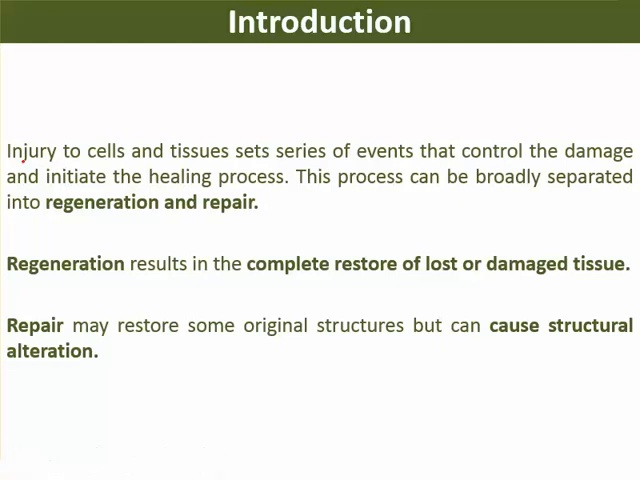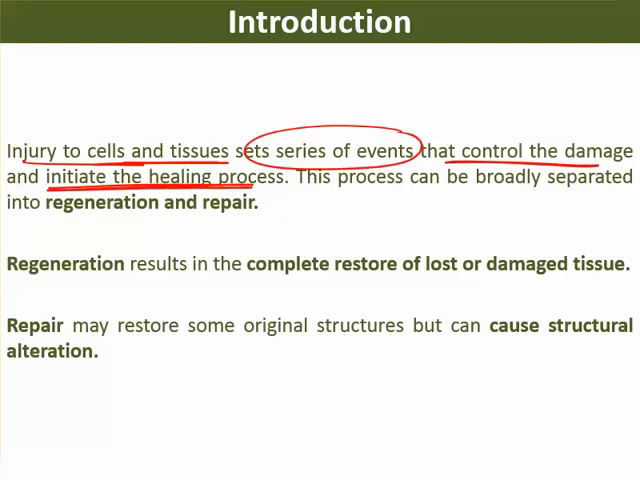So injury to cells and tissues makes a series of events that control the damage and initiate the healing process. So healing processes are broadly classified into regeneration and repair. There are two types of healing process. One is regeneration, the other one is repair. So what is the outcome of the healing? That is very important. Once the regeneration or repair happens, what is the end result?